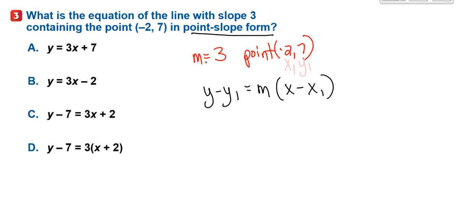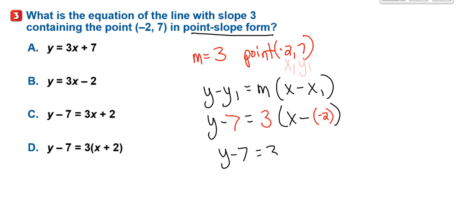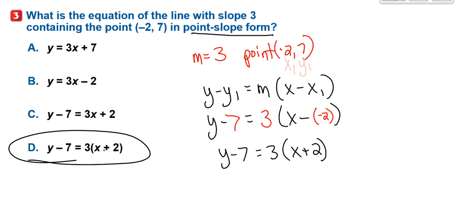That's y minus, just kidding, y1, which is 7, equals m, that's 3, times parentheses x minus, and x1 is -2, so I'll put it in its own little extra parentheses. So then we get y minus 7 equals 3 parentheses x plus 2. And for this one, that is one of the choices, letter D. And so that is what that one is.